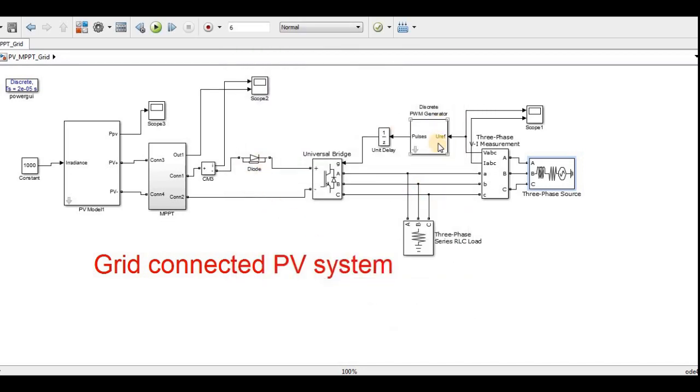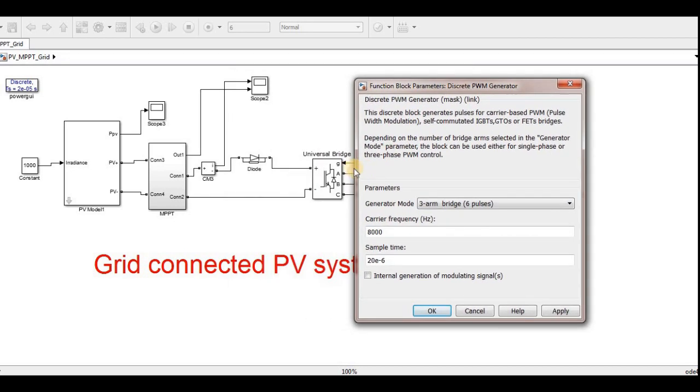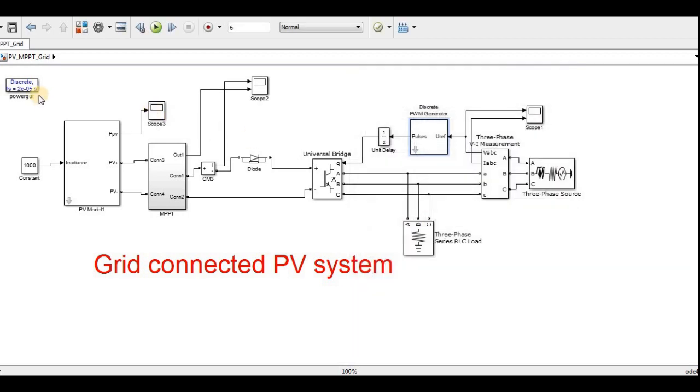And see, this is the simple PWM generator which is available in our library. I took the same PWM controller, and I selected 3 arm bridge because I used a 3-phase 6 pulse converter. I selected carrier frequency 8000 and my sample time is 20e-6. Here also I used the sample time, and after that a unit delay because this is the closed loop.